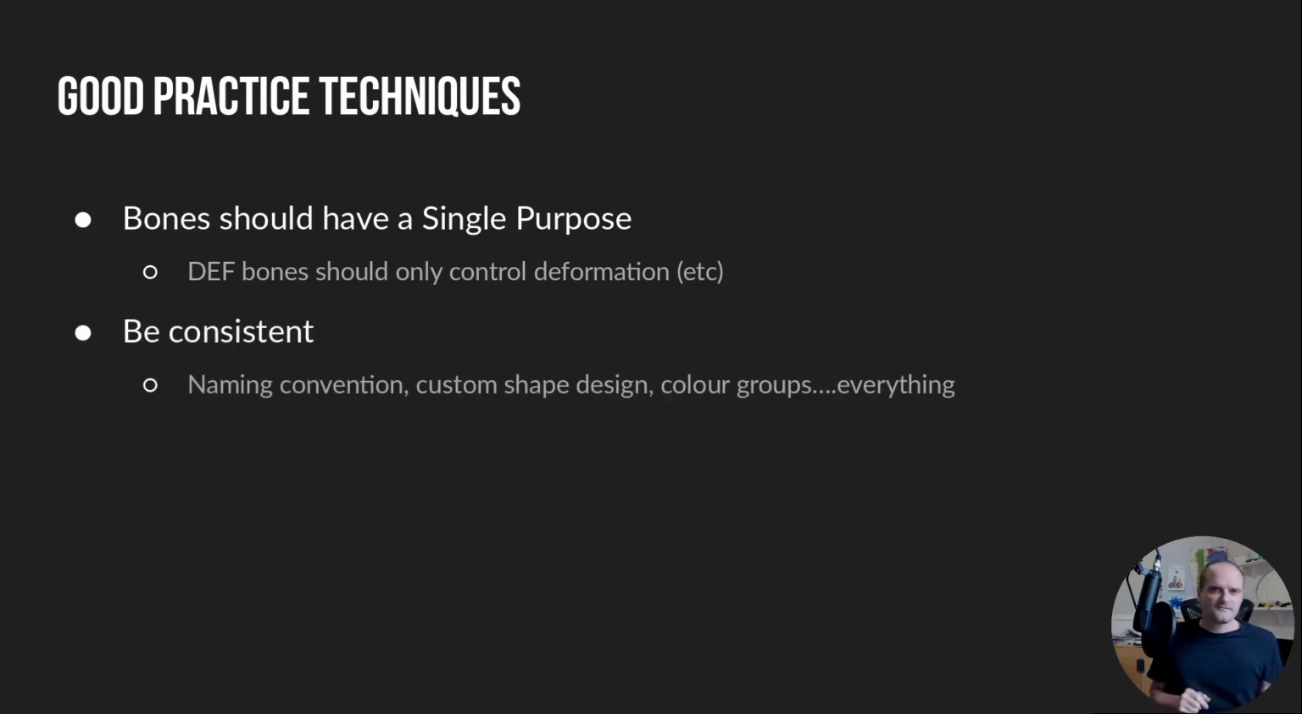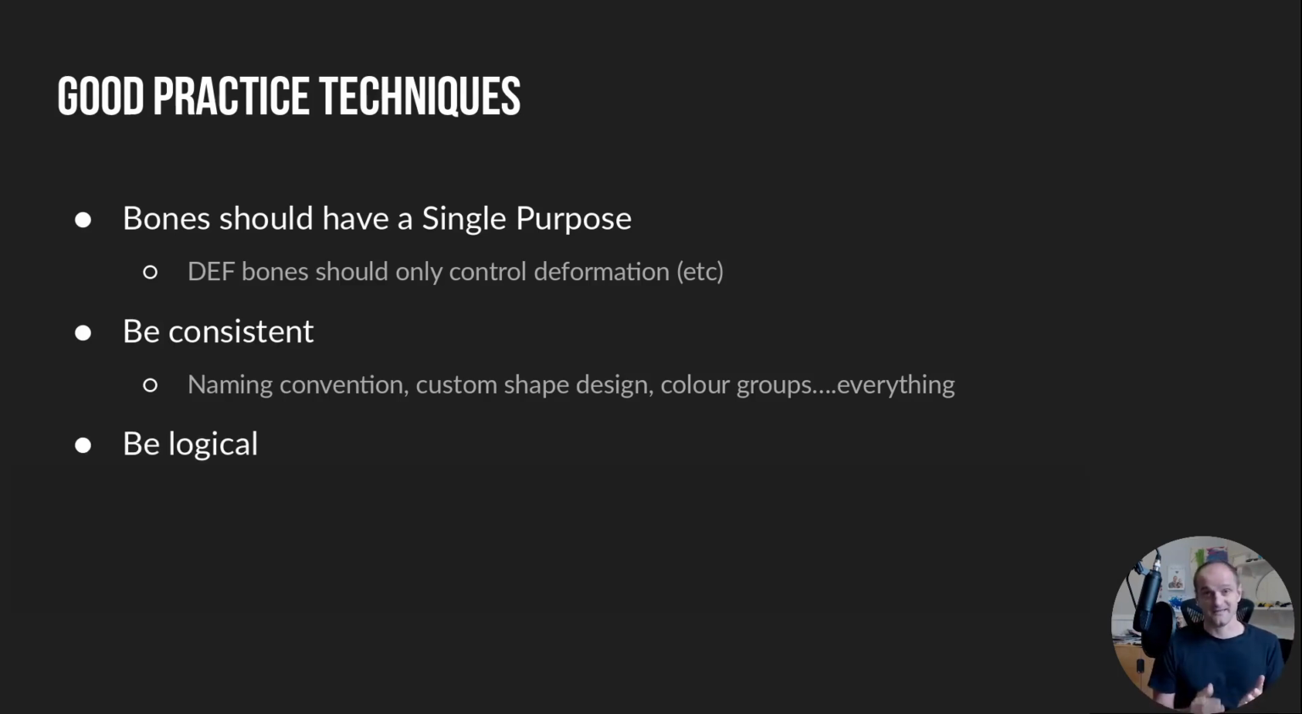Next, be consistent. This is with everything. The naming convention, the bone shape designs that you give it, the bone colors, everything should be consistent and logical. If you use front and back on one part, don't use forward and rear on another. It's just logical things like that. If you constrain a bone to a particular target on one side of the car, make sure you do it the same on the other. Don't be mixing and matching. Just be consistent.